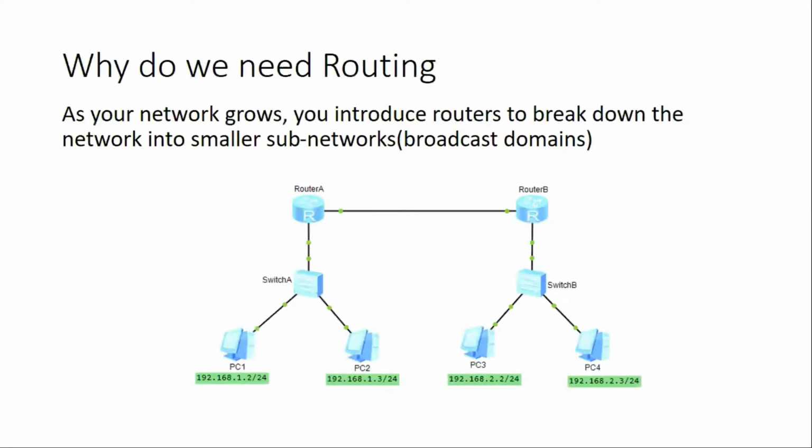So let's get started. Once you realize that when networks grow, you introduce routers so that you can split your network into smaller sub-networks. The challenge remains that if computers are in the same network, they'll be able to send data to each other through the switch, through MAC address forwarding. But what happens when a PC in one network wants to send data to a PC in another network? For example, PC1 wants to communicate with PC3.